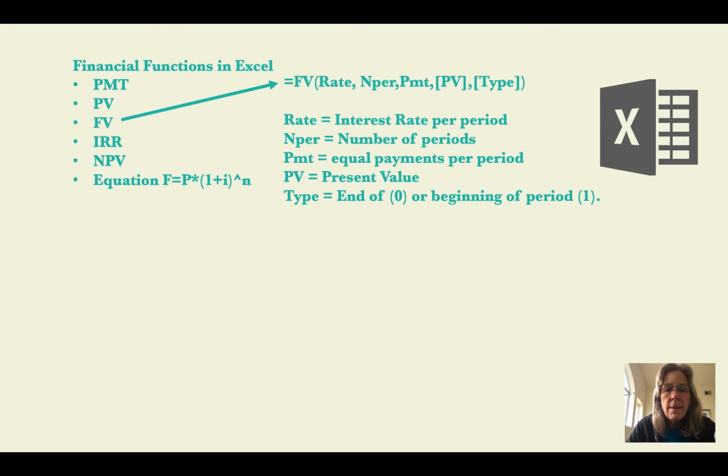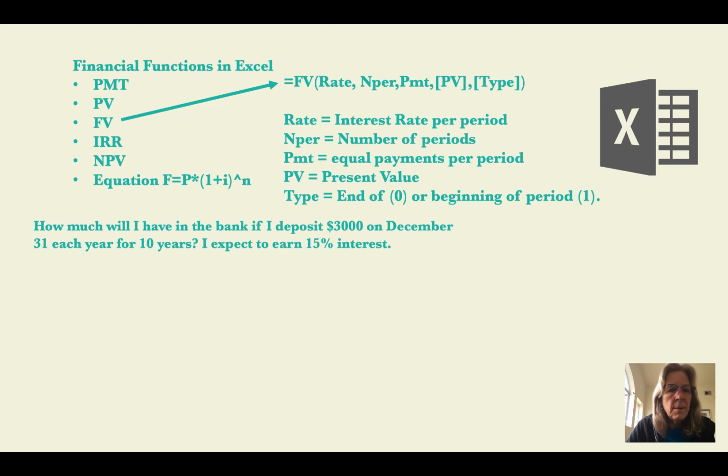So how much will I have in the bank if I deposit $3,000 on December 31st each year for 10 years? I expect to earn 15% interest. So again, now we've changed the definition of period because I put the deposits into the bank once a year on December 31st. So I've changed the definition of a period. It's now 1 year. So my interest rate is interest per year of 15%. The number of periods is 10 years.